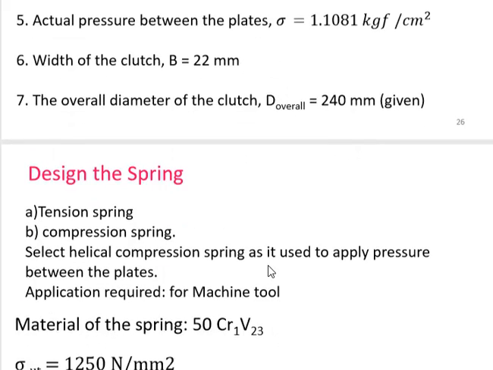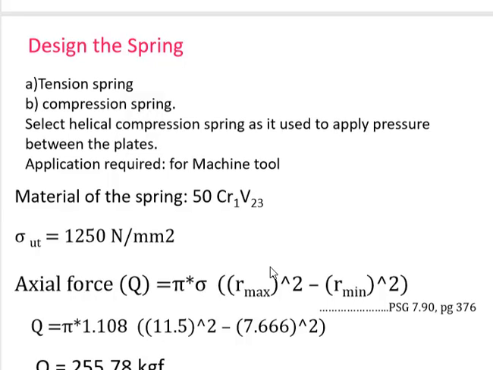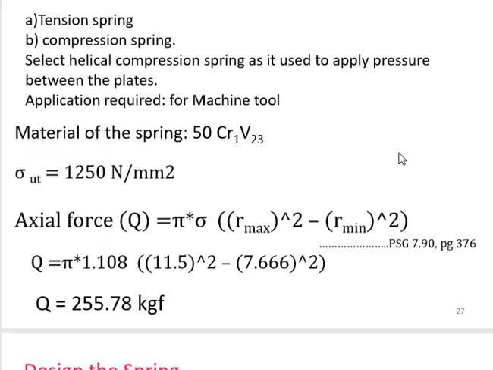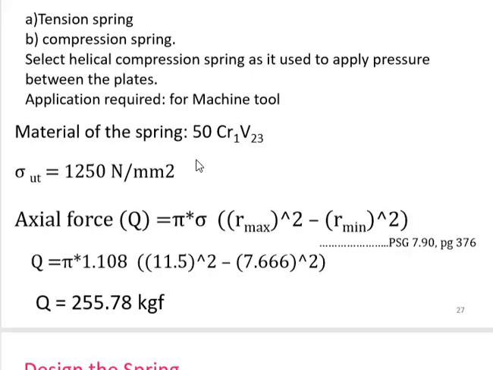Now we'll look into the design of the spring. We know there are two types of springs, tension spring and compression spring. Since a helical compression spring is used to apply pressure between the plates, compression spring would be the right selection. Application used can be assumed as machine tool. The material for the spring can be taken as 50Cr1V23 and the sigma ut value for that is 1250 Newton per mm square.